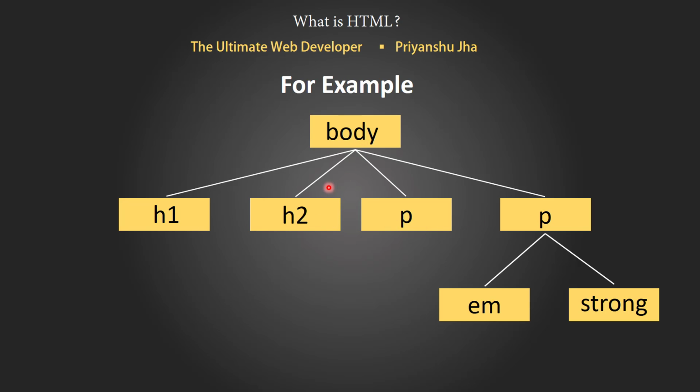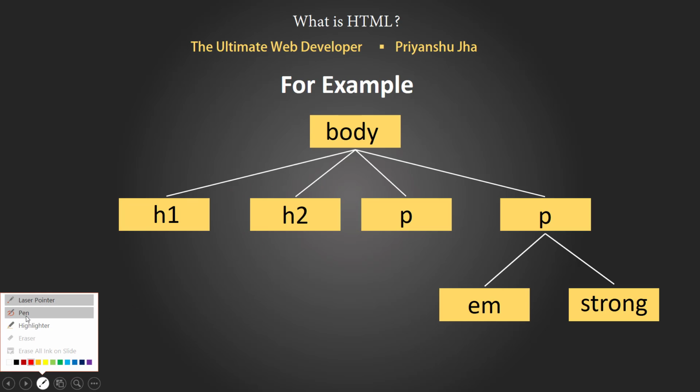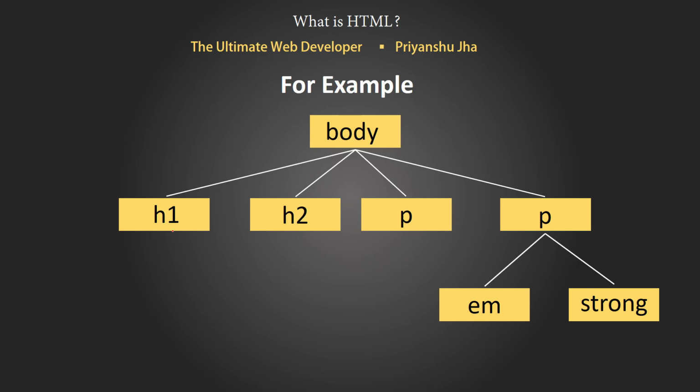So for the body, I have taught you using my pen. So this H1, this H2 and this P are siblings. These are brother and sister. This P has children. These two are the children of the P tag: emphasis, EM, and this is the strong tag.